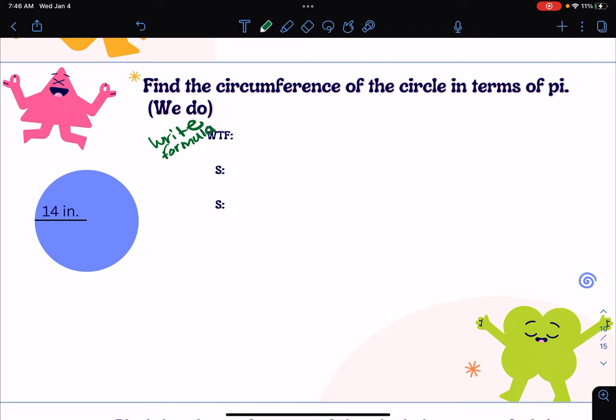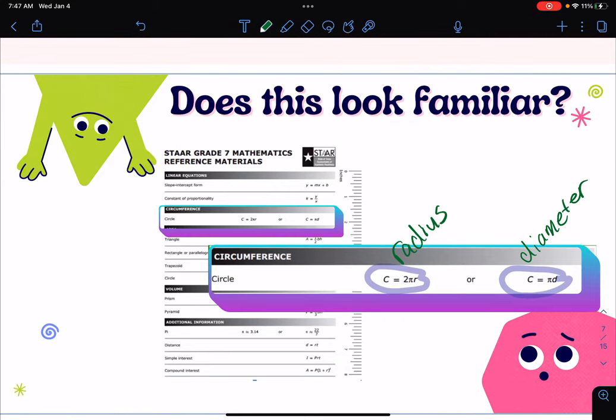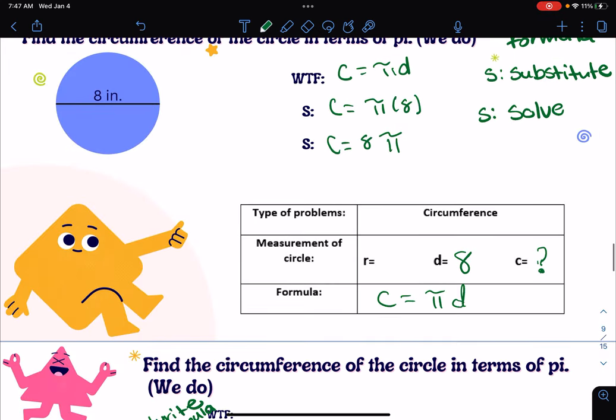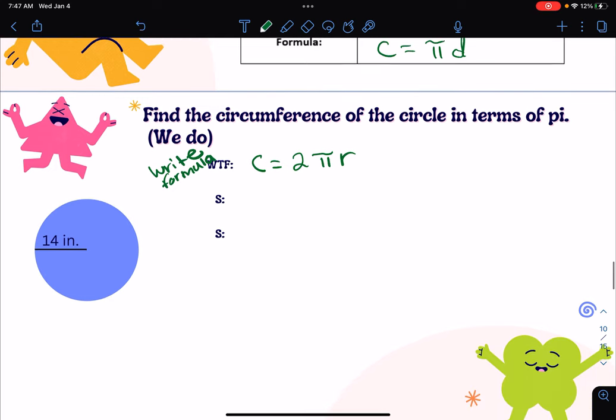Okay. So here, do they give us diameter or radius? So yes, this is radius. If you notice, it starts at the center, but it goes off to the left versus to the right, like you did on your example. So that means we're going to use our formula with radius, which is C equals 2 pi r. That's the formula we're using. C equals 2 pi r. Okay?